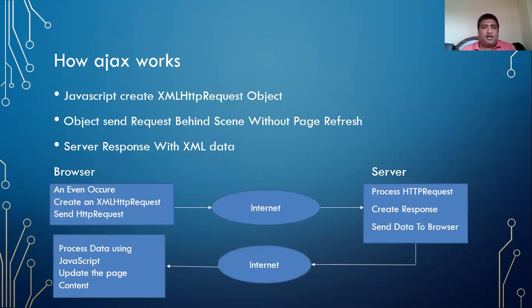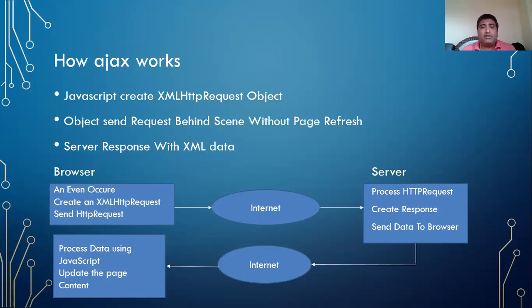Here we see how Ajax works. JavaScript creates an XML HTTP request object. This object is used to send data to the server and receive data from the server, forwarded to the client machine. So the sending of the object and the request happen behind the scenes. The user never comes to know when the data gets sent and when it is received on the client machine.